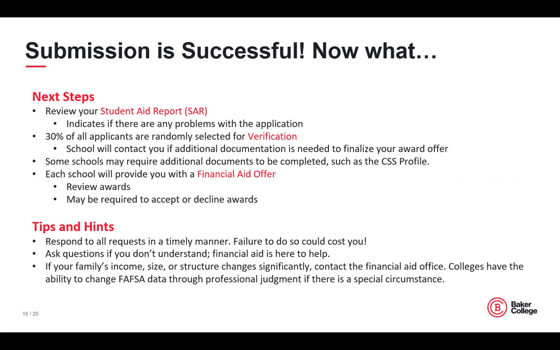One final point to make is that we understand family situations change and job loss has been and continues to be a very real thing. If your family income has significantly changed since 2021, please talk with your financial aid office. We have the ability to perform professional judgment and can change FAFSA data elements to better reflect your family's current ability to pay.